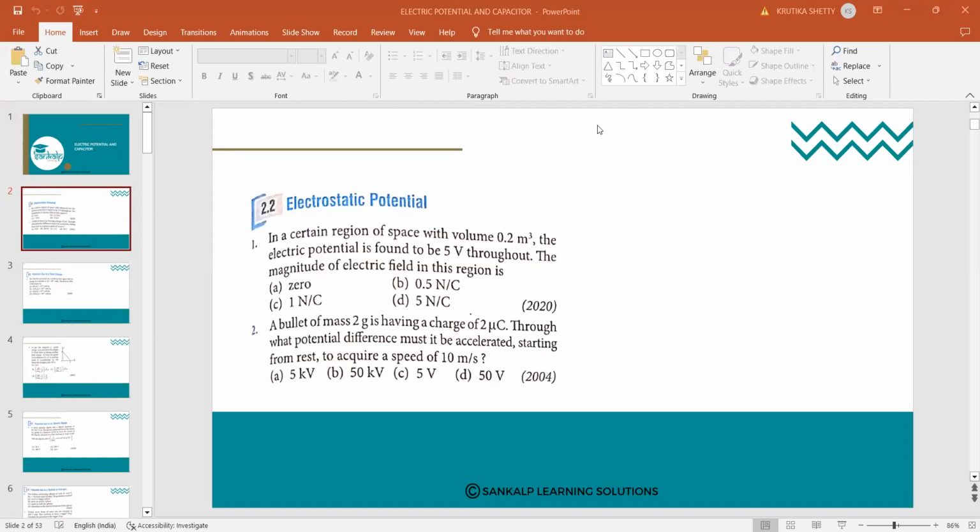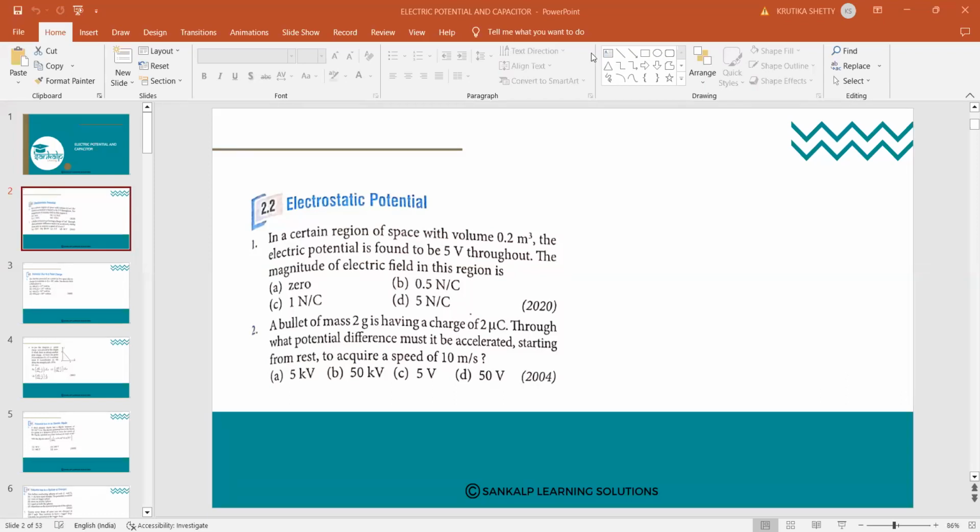Yes, very good. So here, whenever the electric potential is found to be constant, it means that the magnitude of the electric field will be 0. I hope the answer is clear to everyone and the explanation is clear. That is, option A is correct here.